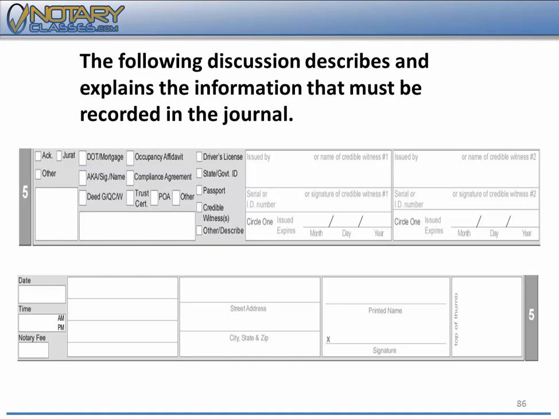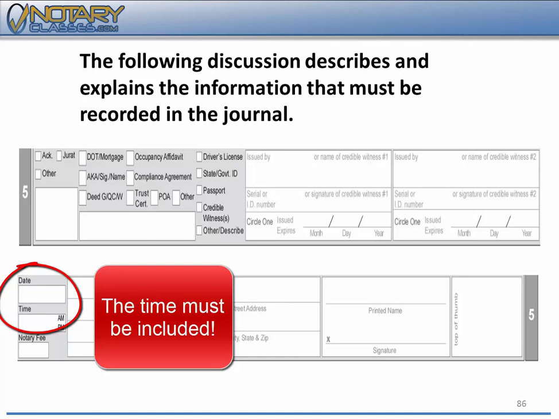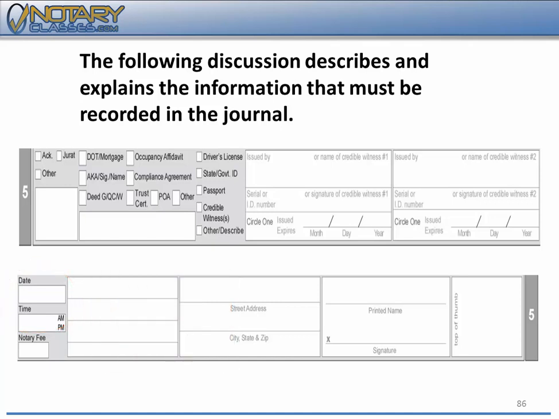The information that must be included is as follows: the date and time the notary public performed the notarial services. Now you can write the time in regular standard time, but if you do, be sure to circle AM or PM, or indicate AM or PM, or use military format. But the law does require the time of the act to be recorded. The date alone is not enough.